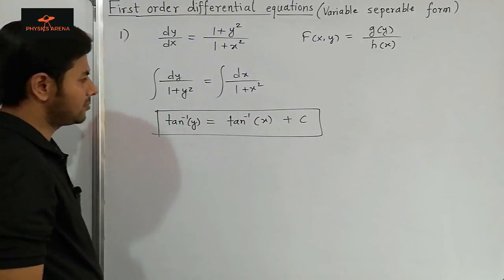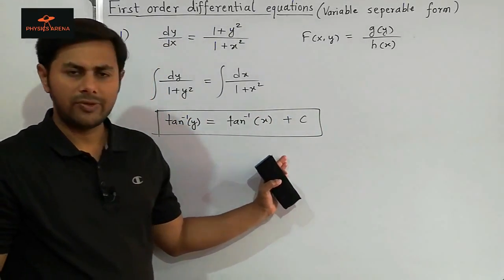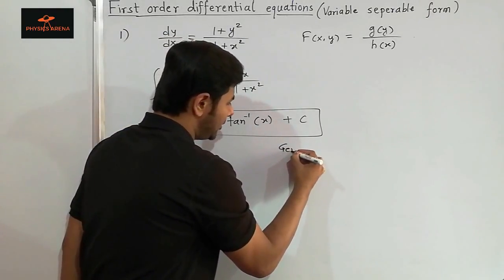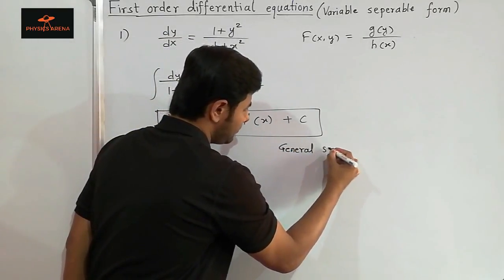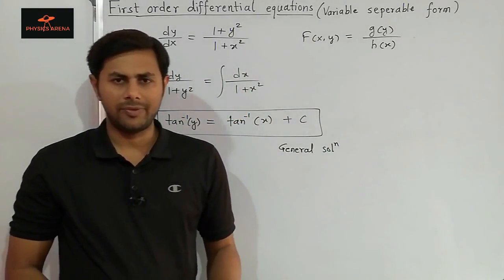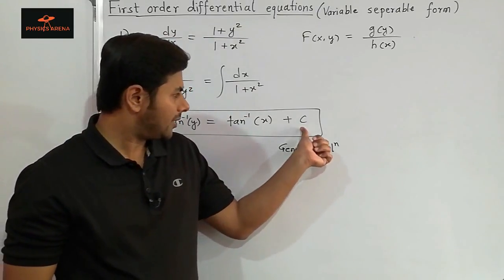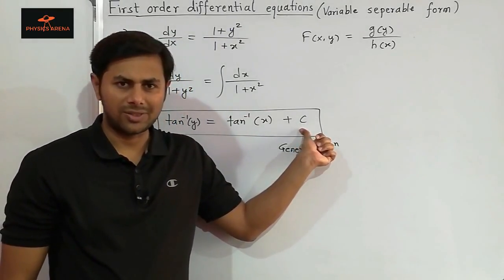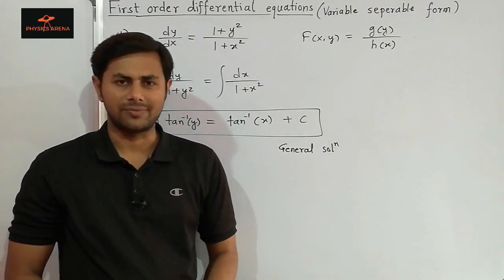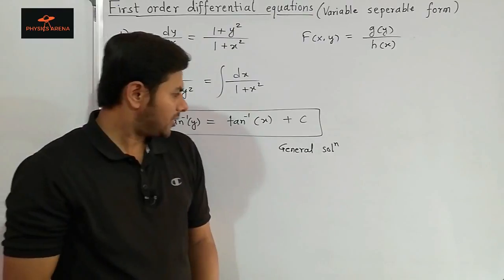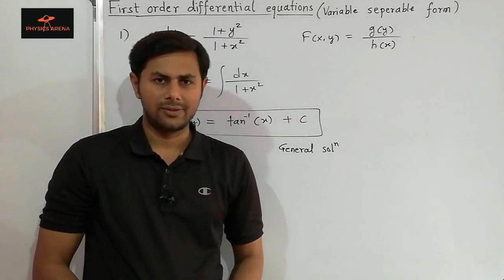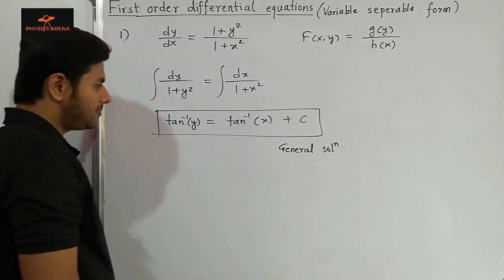Very simple. This one is called the general solution of the differential equation, and if some initial condition is given, we can determine a particular value of this constant c, and then this will be called a particular solution. Okay, so this is how we use the method of separation of variables. Let us see another example.